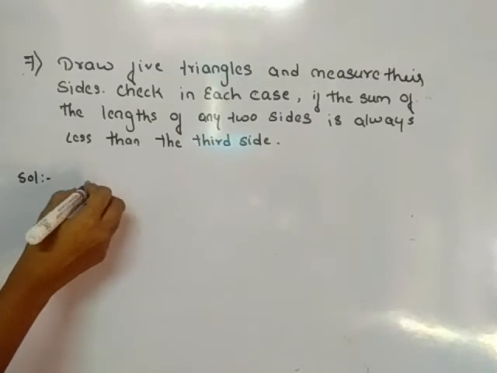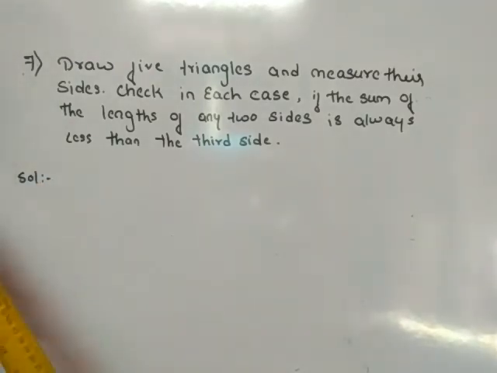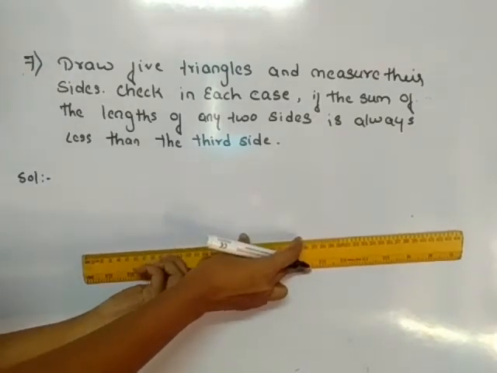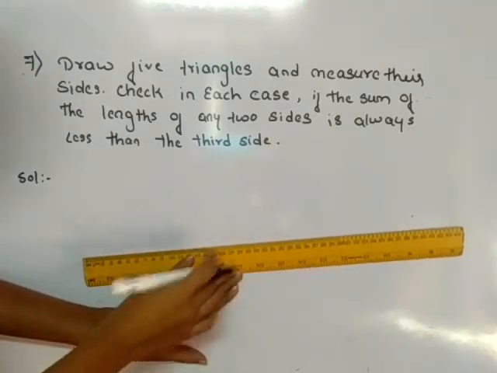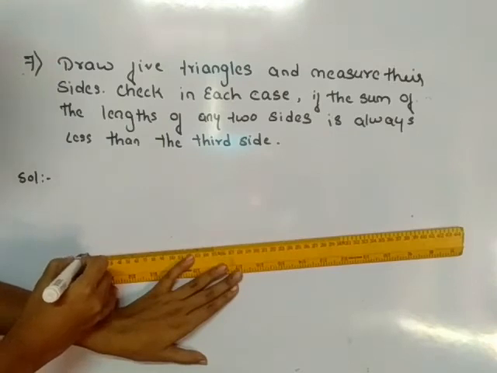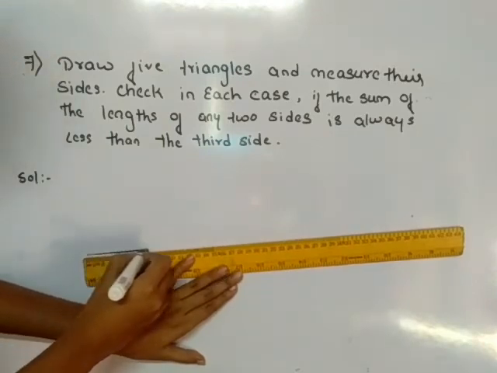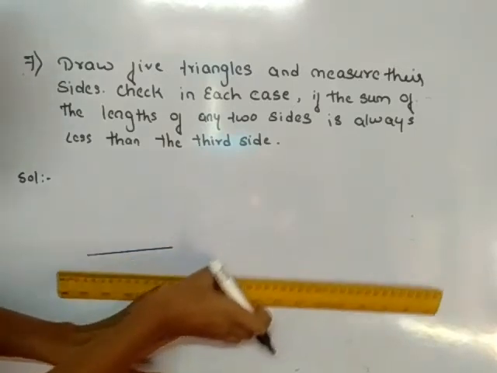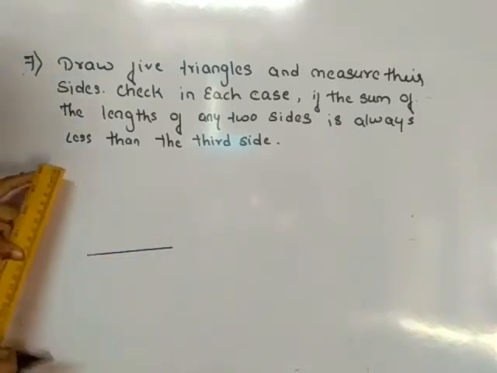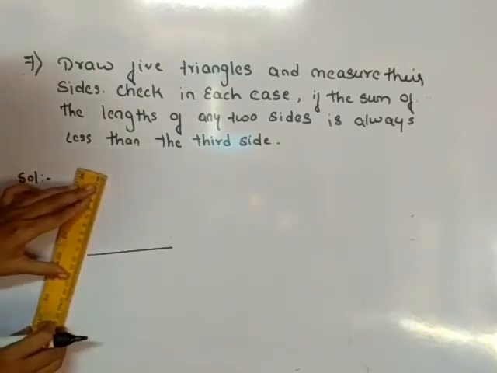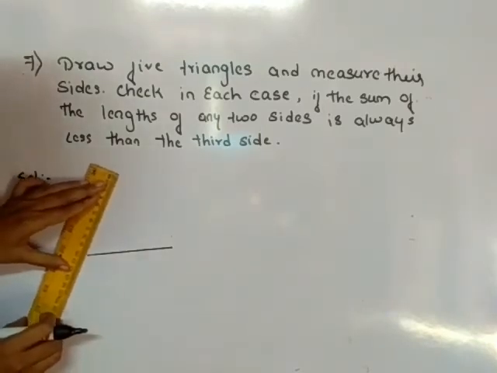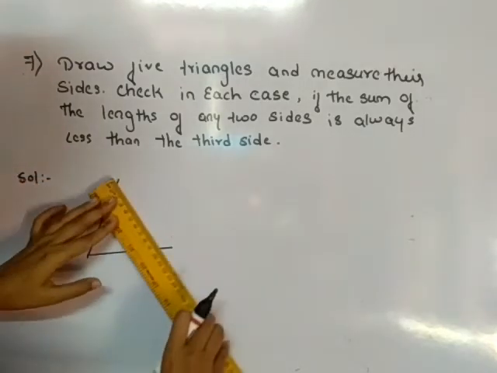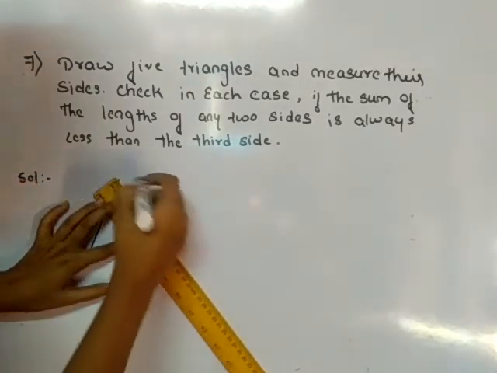We'll draw them one by one. Here I am going to draw a triangle. Triangle means you always know that it will have 3 sides, right? So I am going to draw a triangle. This is 10 centimeter, right? And one more side of the triangle. I am going to draw one more side. This is the third side.